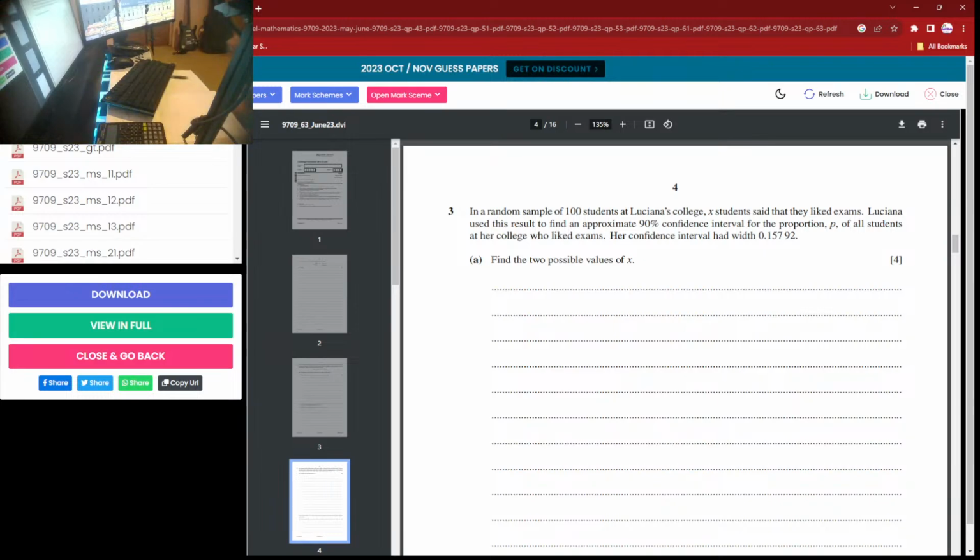Okay, find two possible values of x, so continuing off where we left. 2304 divided by 24, you get 96, so does that give you 100? No, it doesn't. So let's try 2304 divided by 34. Nope. 2304 divided by 44. No. 2304 divided by 54. Nope. 2304 divided by 64. 36. 64, 36. Perfect. That gives us 100.